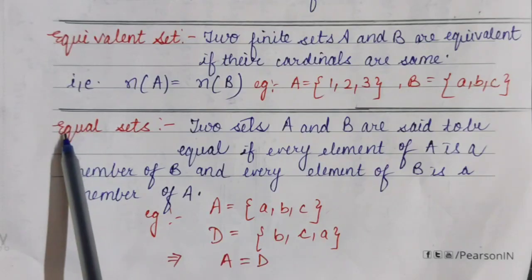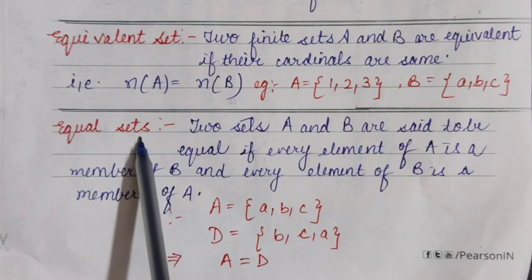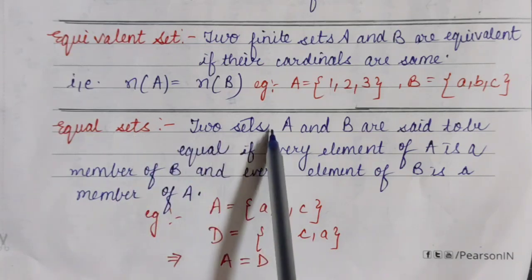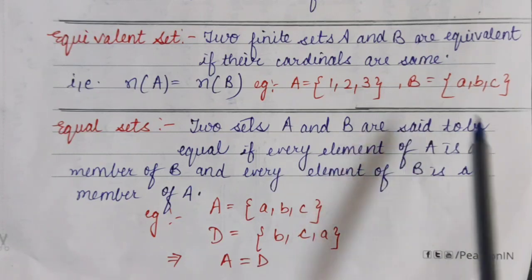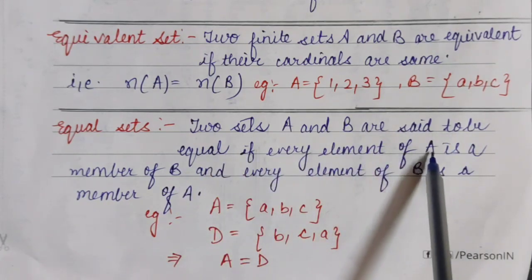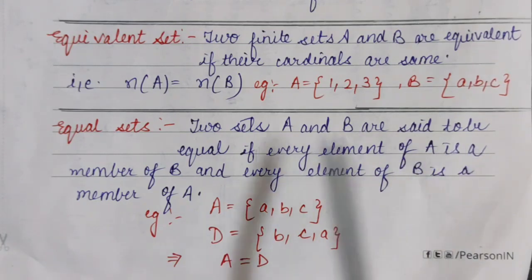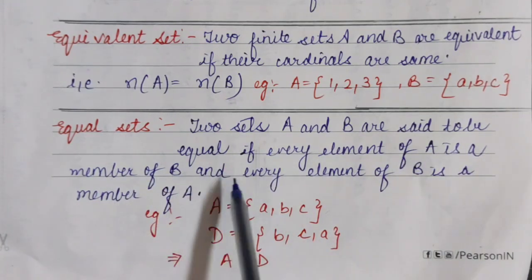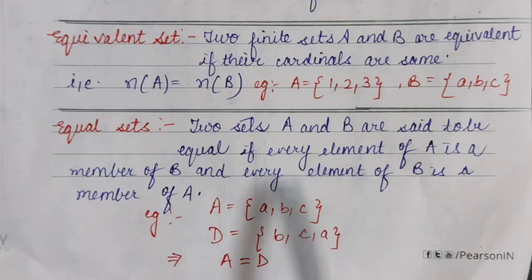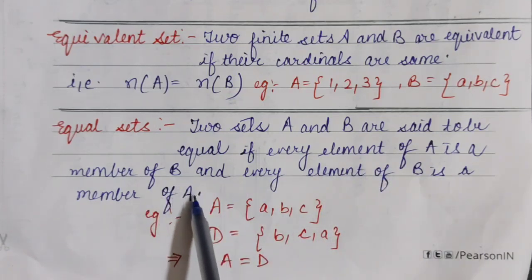So now here the topic is equal sets. What are equal sets, students? Two sets A and B are said to be equal if every element of set A is a member of set B and every element of set B is a member of set A.